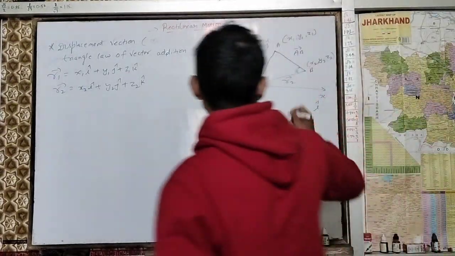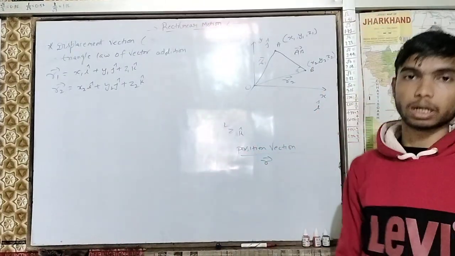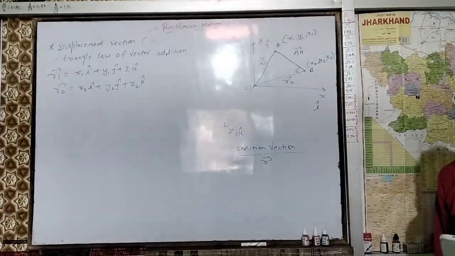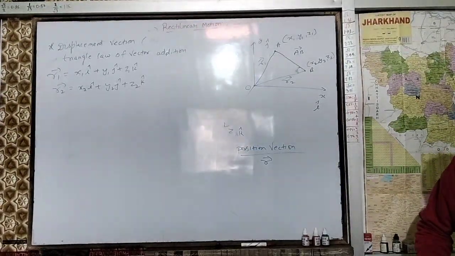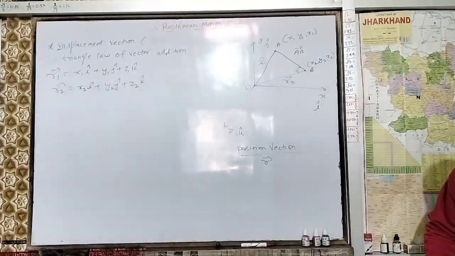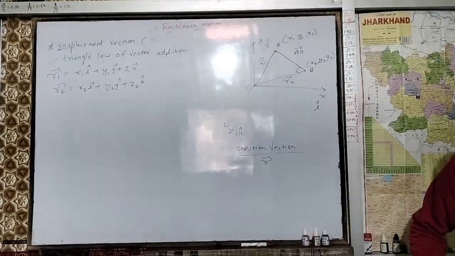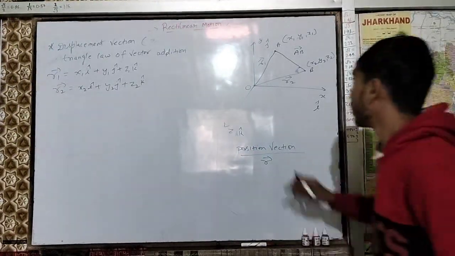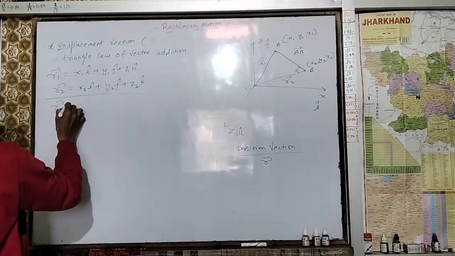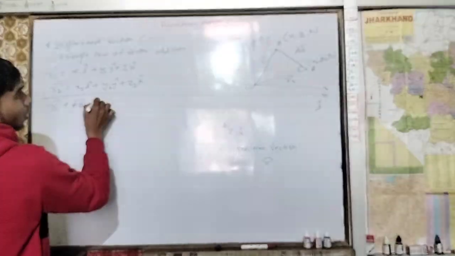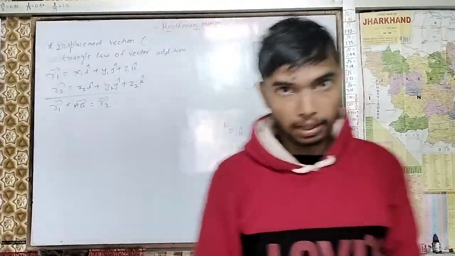So over here, R1 plus AB will be equal to R2. Why? The reason is we have a right angle triangle. R1 plus AB will be equal to R2. We are considering this R2 as the hypotenuse side.